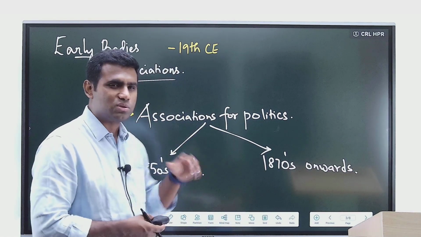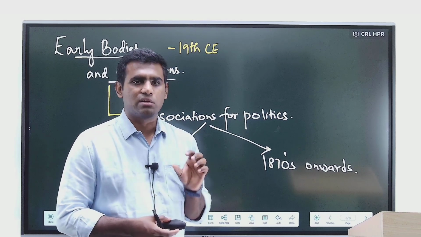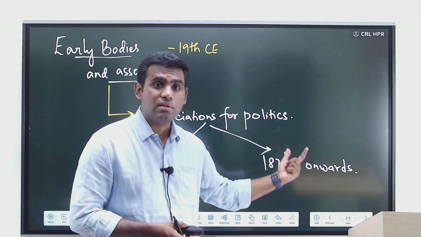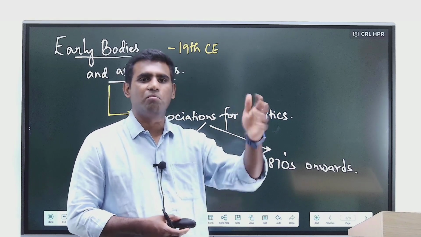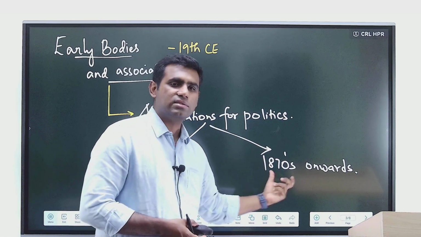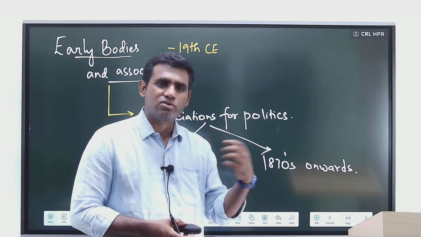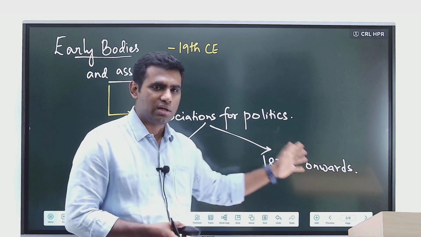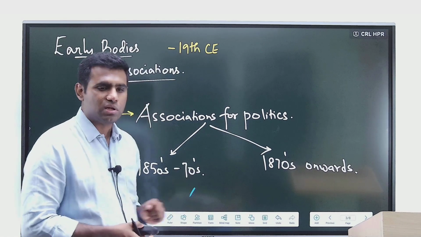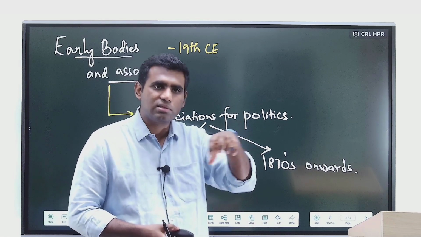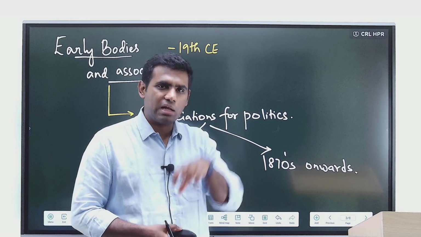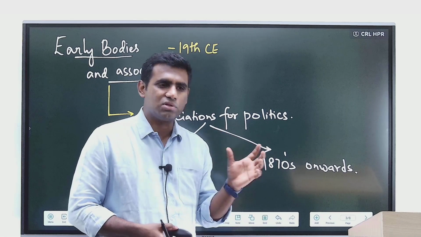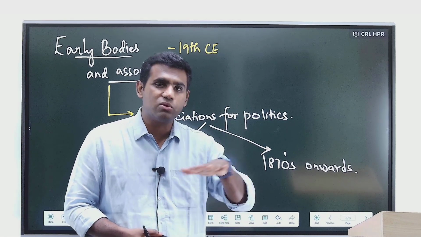Right? In the first phase, those associations were very self-centered. They only represented their class interest. Right? But in the second phase, the purpose of these associations was very broad-based. The interest that these associations represented was not only the interest of their members, but was quite broad-based. So we'll see what that is. And in the first phase, the associations were more or less confined to presidency headquarters, only Calcutta, Bombay and Madras. But from the 1870s onwards, you will find these associations spreading, making deeper inroads into the countryside.